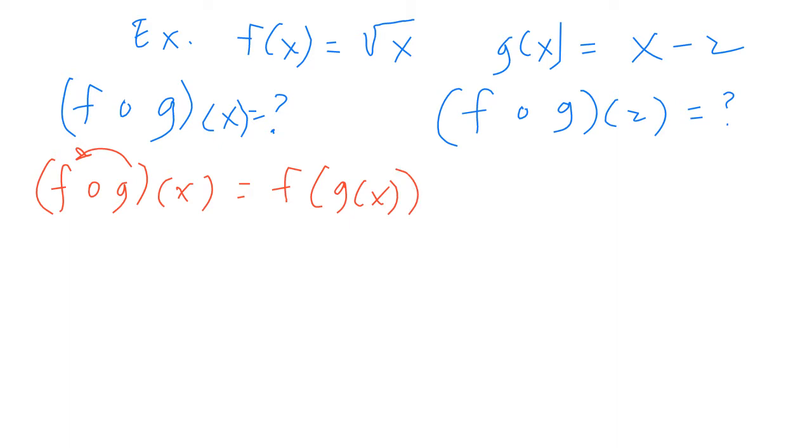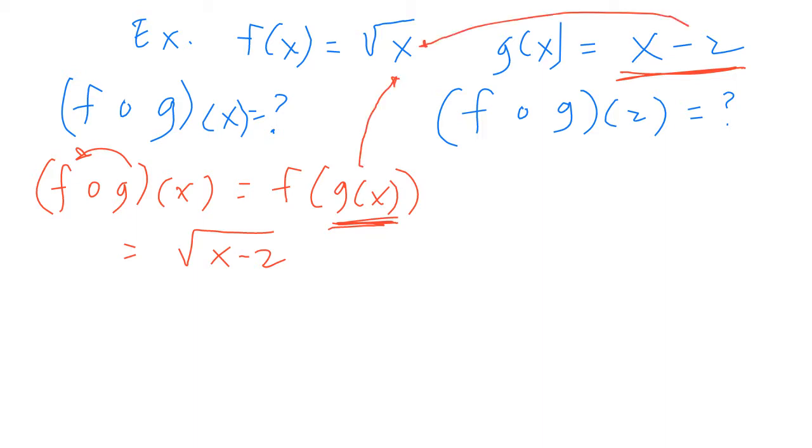Okay, so we're plugging that in. Our f of x is square root of x, so that would become square root of x minus 2, because our g of x is x minus 2 here. So we plug that in as a value for your x here. So it becomes square root of x minus 2. Okay, and that would be our answer. We cannot simplify that further.